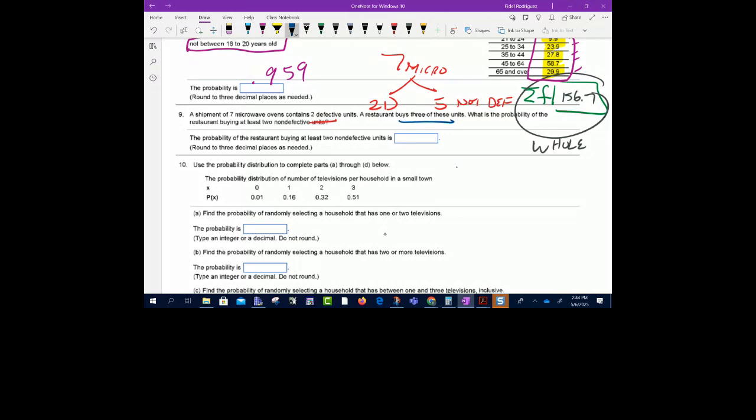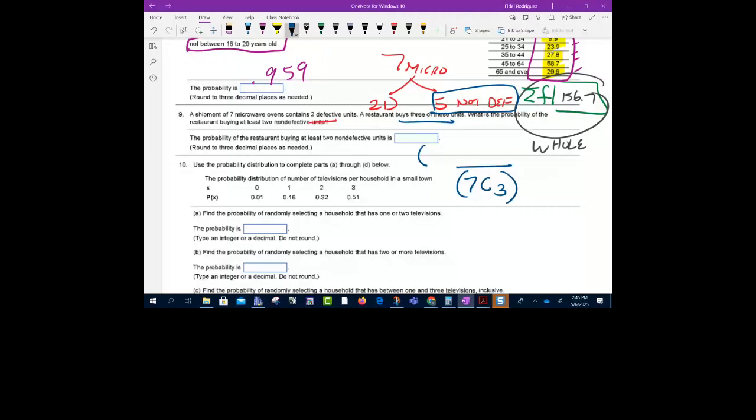Look, y'all, I think it's always easier to do our denominator. Out of the 7, we're going to pick 3, okay? Now, we want to make sure that at least 2 of them are not defective, okay? So let's think about it this way, y'all. If we're going to get at least 2 that are not defective, that means 2 or more.